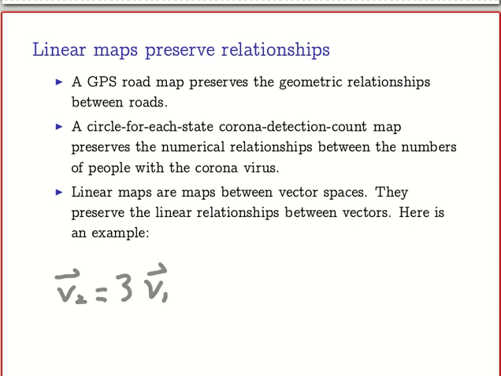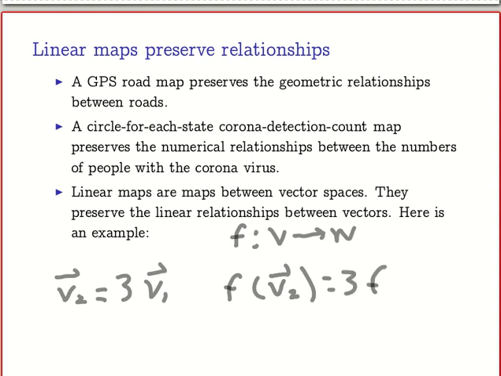Well, if a map F from, say, V to W is linear, and this is a relationship between two vectors in V, then since F is linear, we expect that, let's start with the other one to keep the orientation right, the image of v2 is going to be 3 times the image of v1.